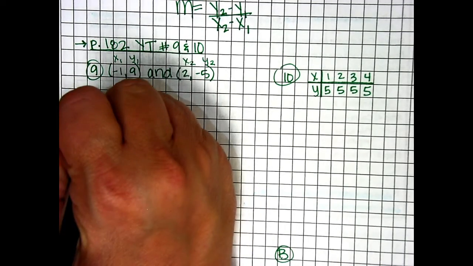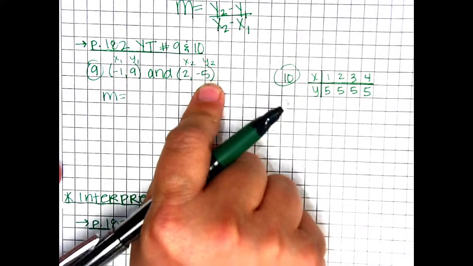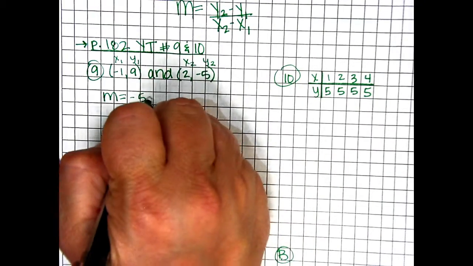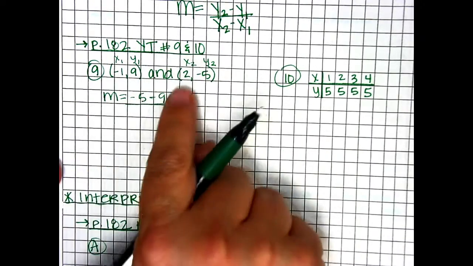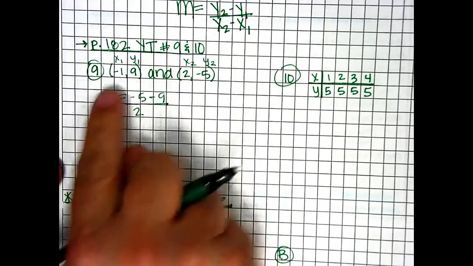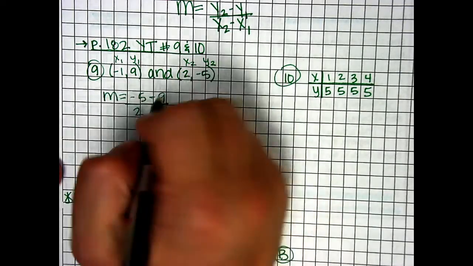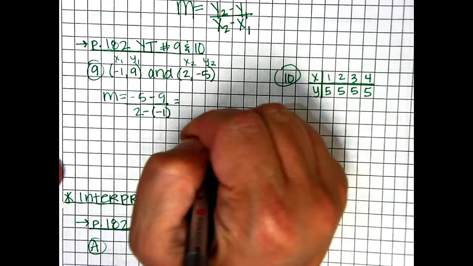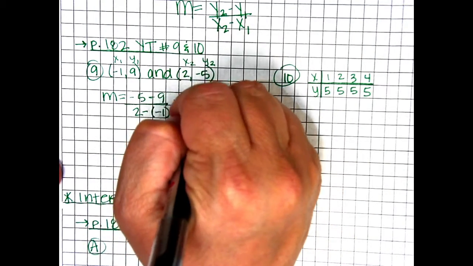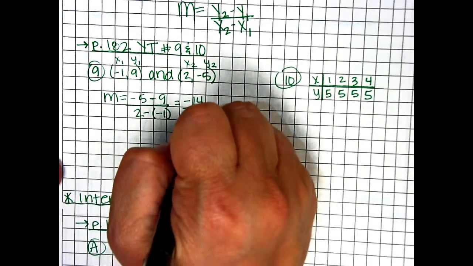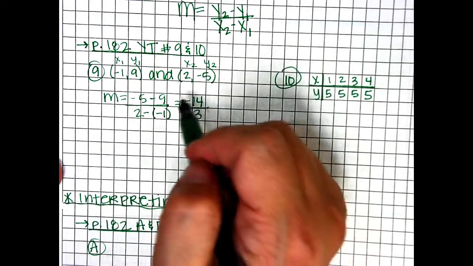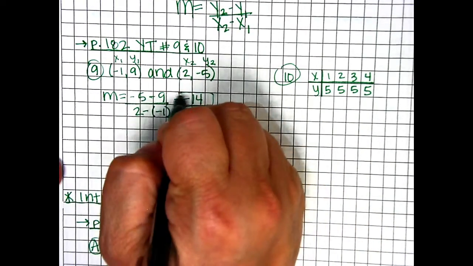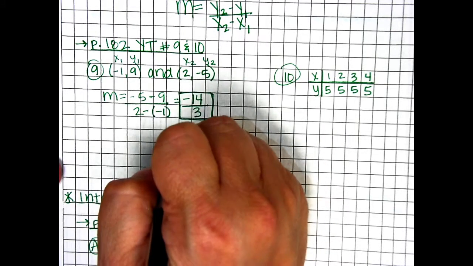So we have m equals y sub 2, so negative 5, minus y sub 1, so minus 9, over x sub 2, 2, minus x sub 1, so that's minus negative 1. Negative 5 minus 9 is negative 14. 2 minus negative 1 is 3. And I cannot simplify negative 14 over 3. So that is the slope of the line. It said identify what it is, and this would be negative slope.